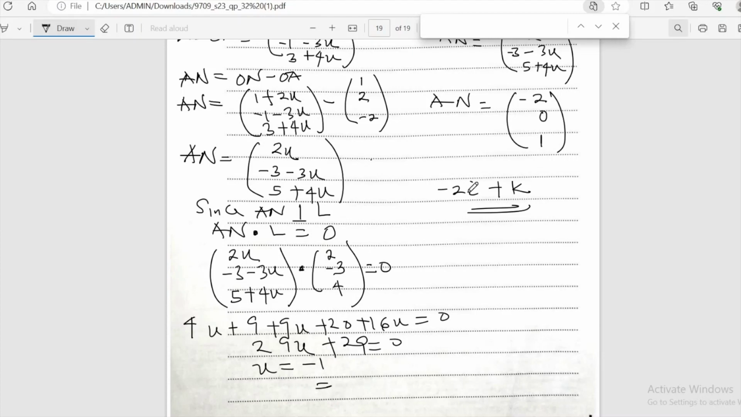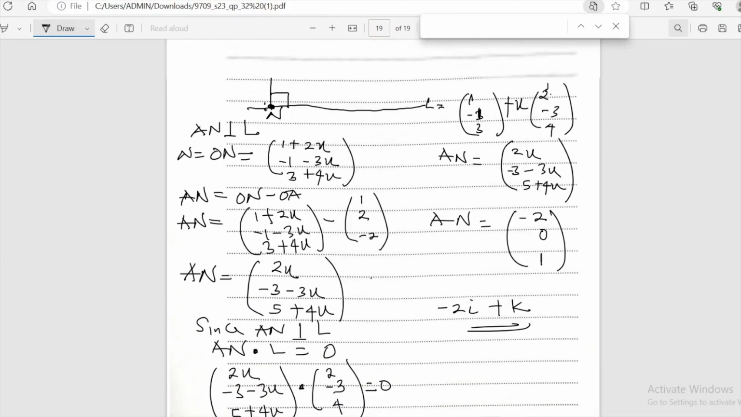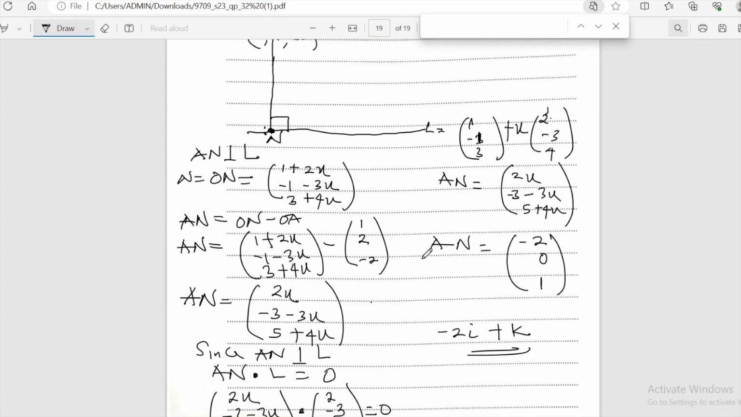Sorry, the foot of the perpendicular is ON, not AN. Let's correct it. The foot of the perpendicular is ON, not AN.